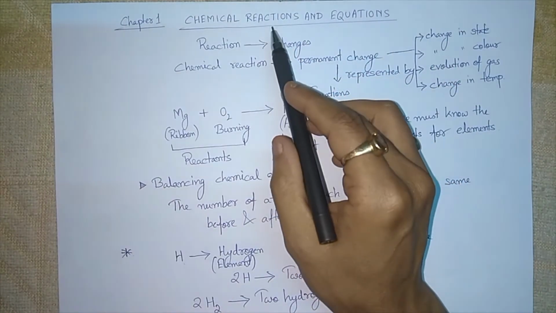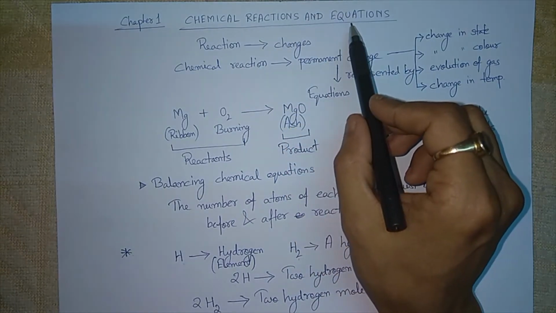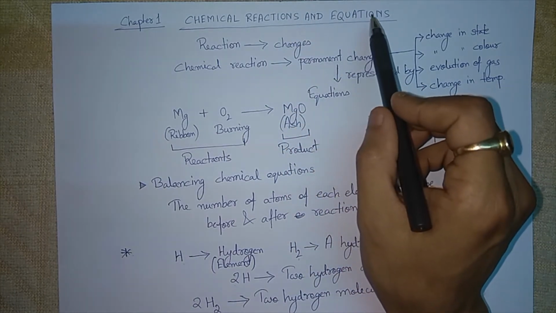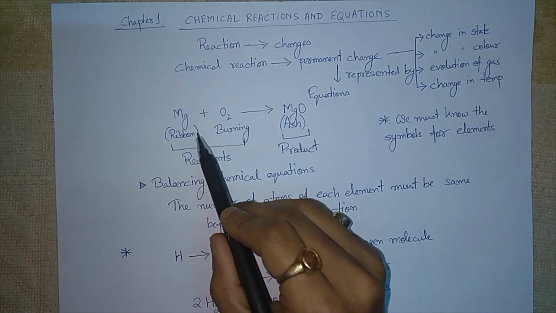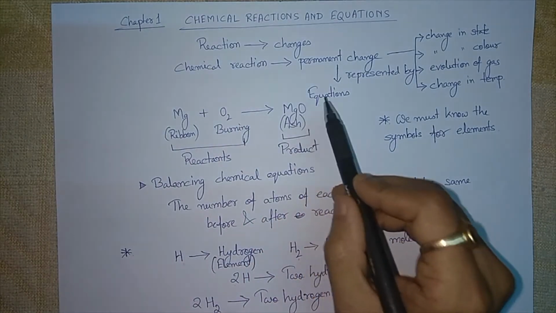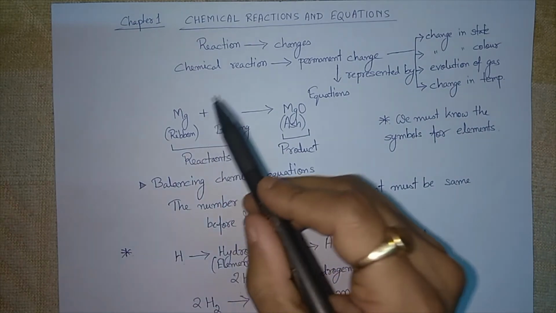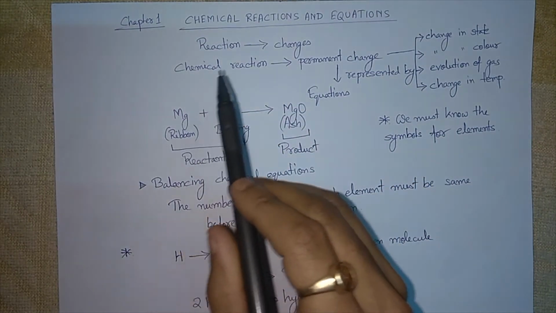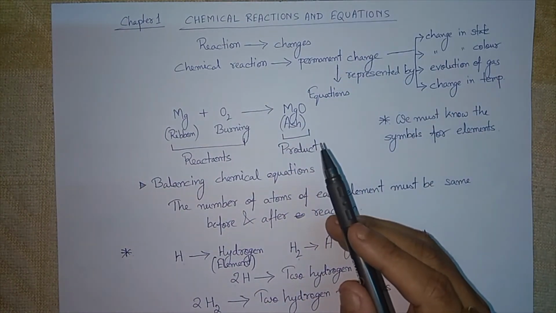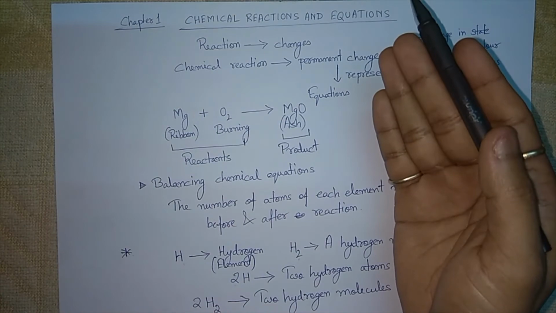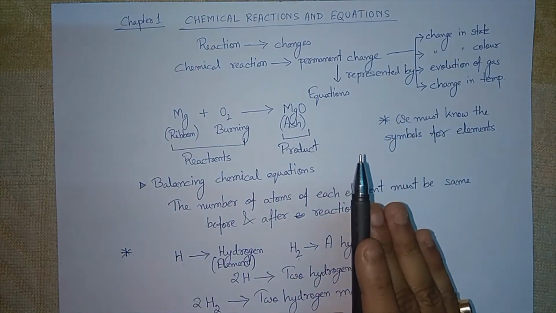So now, as the title tells, reactions and equations. What is the difference between reactions and equations? For example, I am stating a statement like magnesium ribbon when burnt produces ashes. This statement is a reaction. If I write the chemical reaction with a formula, this becomes an equation. So a statement is a reaction and writing with a chemical formula is an equation.